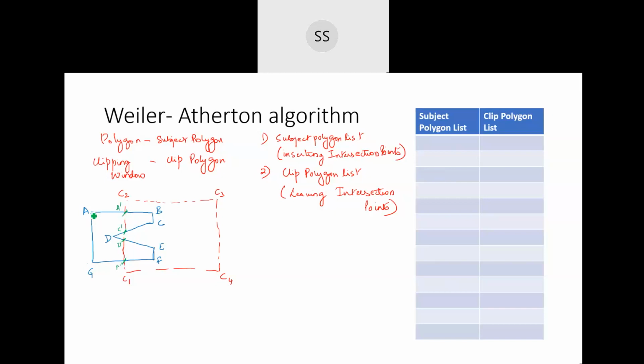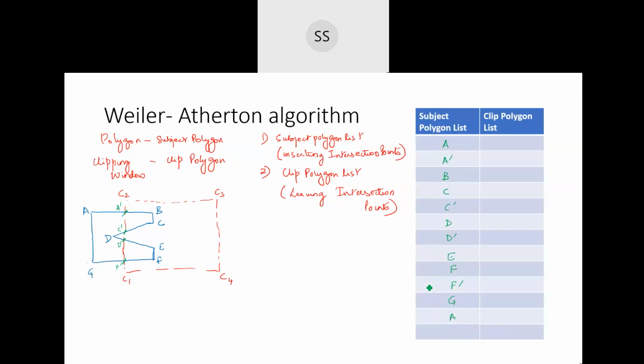So if I start with A, I will write A, then A dash, then B, then C. Please see the sequence, I'm going in a clockwise direction. I have C, I've got C dash, then D, then D dash, then E, then F, F dash, G, and I close my polygon, so it's a closed polygon, so I write my endpoint A also there.